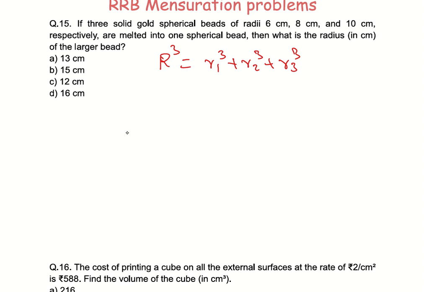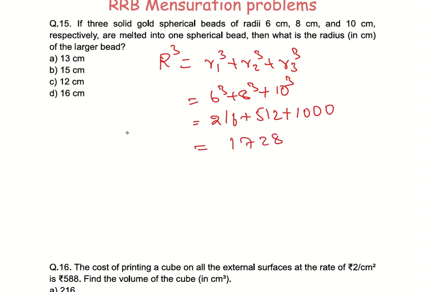Because 4/3 pi is common, we can cancel that. So we can substitute 6 cube plus 8 cube plus 10 cube. 6 cube is 216, 8 cube is 512, 10 cube is 1000. We can add: 1728. 1728 can be written as 12 cube. Then R is 12 centimeters.